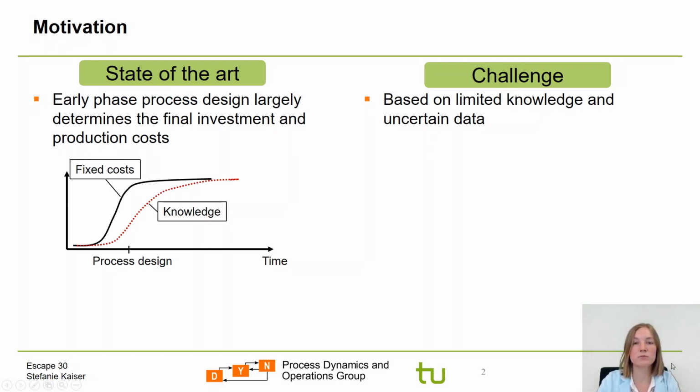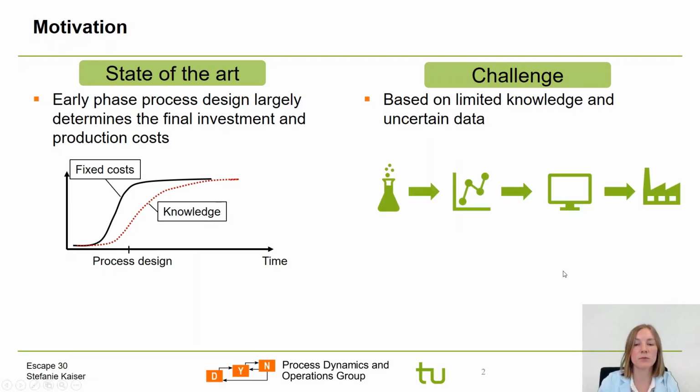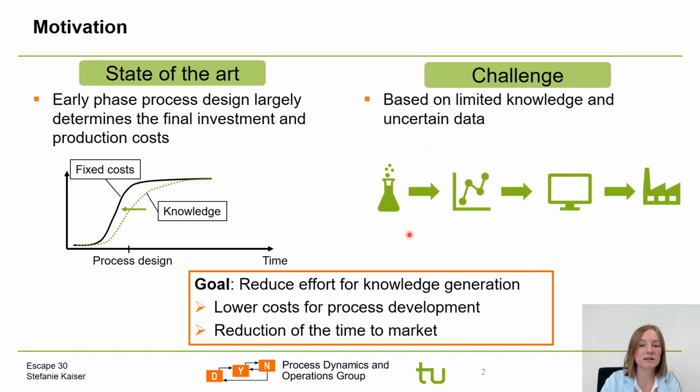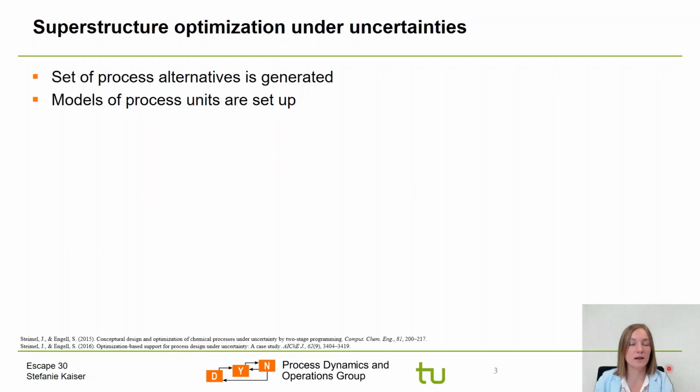If one wants to use process optimization in the design phase, one first has to perform experiments and set up the model equations. Then the process is optimized before it can be built. So this approach is sequential and takes a lot of time. Our goal here is to reduce the effort of knowledge generation and thereby lower the costs for process development and reduce the time to market.